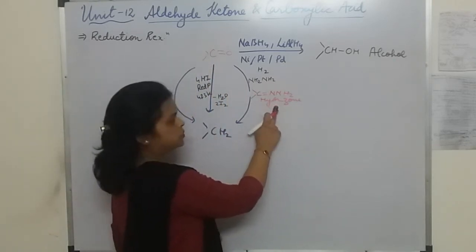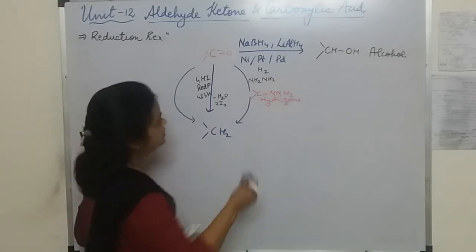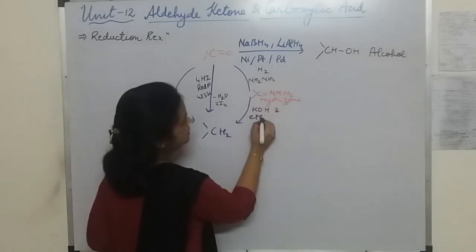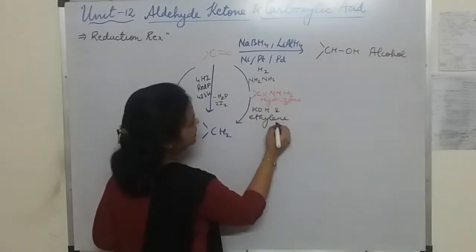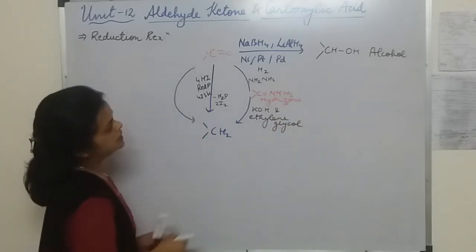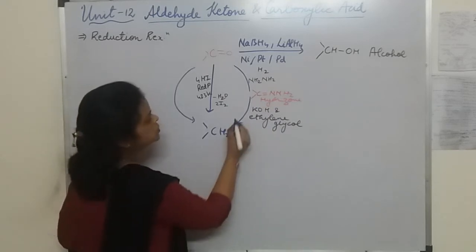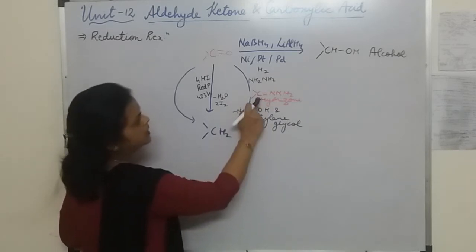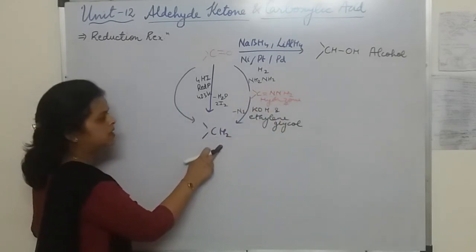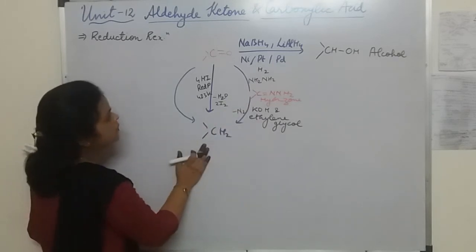Now this hydrazone, when it is reacting with KOH and ethylene glycol, then what will happen? This N2 comes out in the form of nitrogen. So I will write minus N2 and CH2 will be formed. So whatever the compound is, it will convert into hydrocarbon. We will take the reactions in detail and we will write down their products.